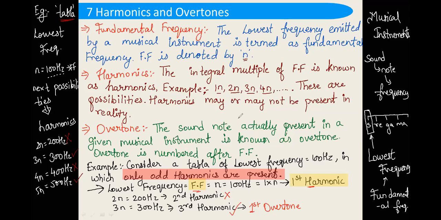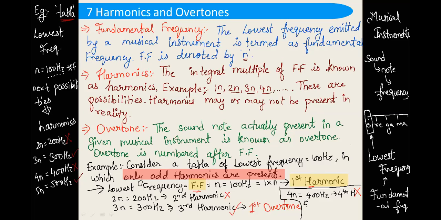After that, the next frequency will be 4n. So 4n is 400 hertz. That means this is the fourth harmonic. But as we say that only odd harmonics are present, this harmonic is not present, so it will not be numbered as an overtone.